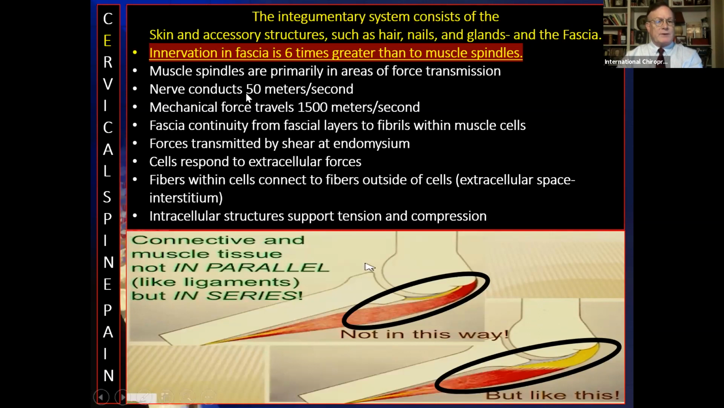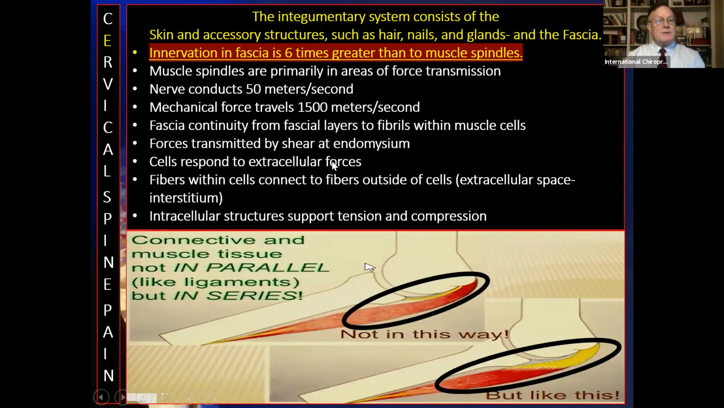Now, nerve conduction is about 50 meters per second, but mechanical force travels almost 3 times as fast, 1,500 meters per second. And the fascia is a continuity from those fascial layers to coalesce within the fibrils, within the muscle cells. And forces are usually transmitted by shear stress along the endomysium surrounding the muscle itself. Now, cellular level, the cells respond to extracellular forces.